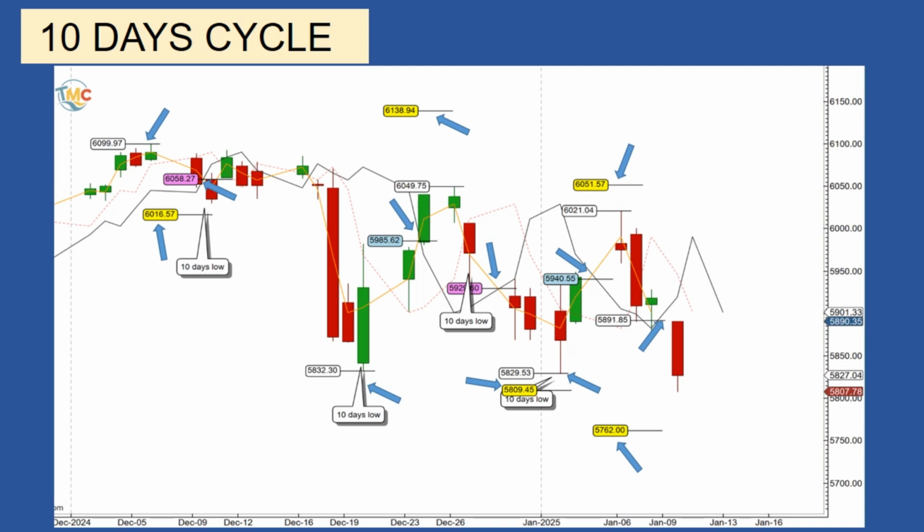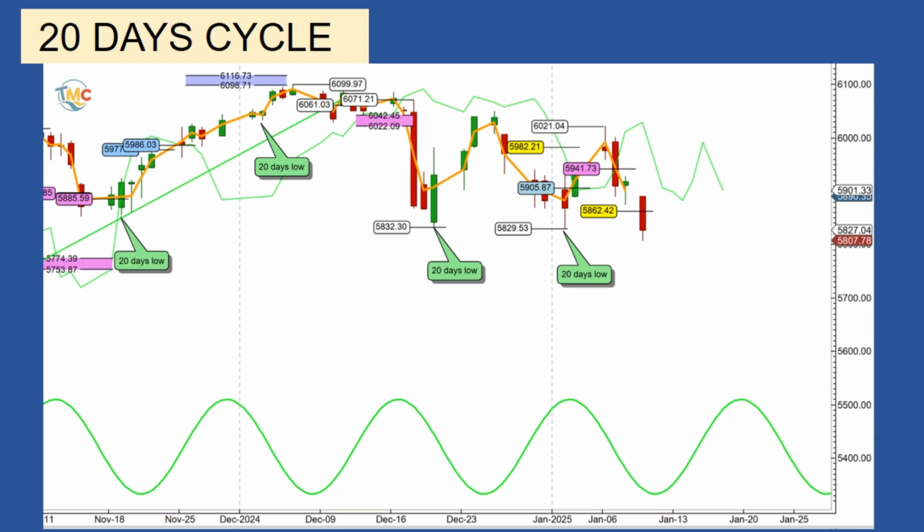The next 10-day cycle is expected to form a low between January 10 and January 18. Now the 20-day cycle. The last 20-day cycle formed on December 20, 2024 at 5,832.30. The next low was expected on January 7, 2025.